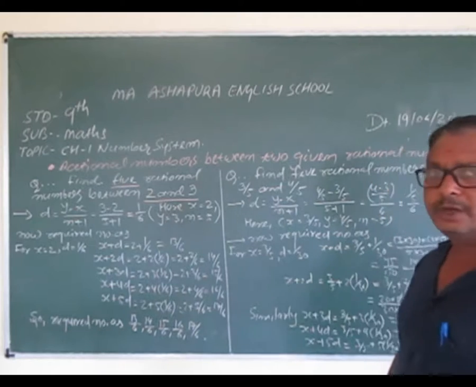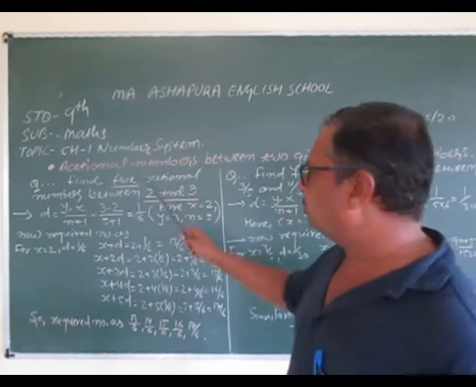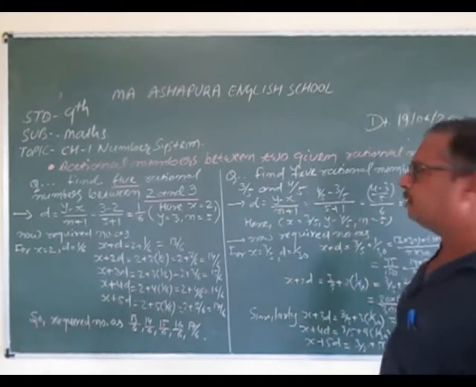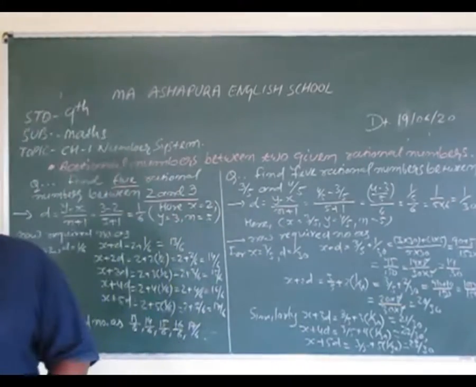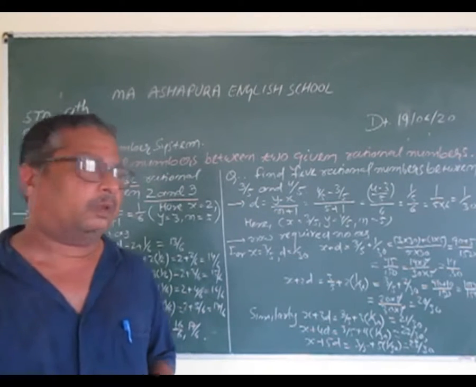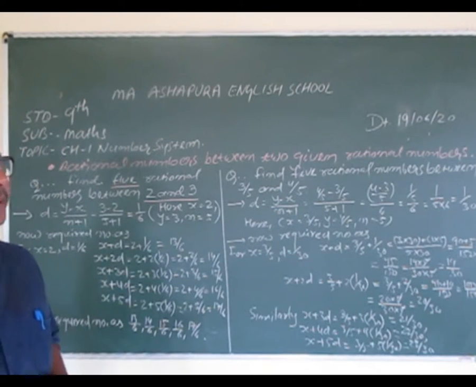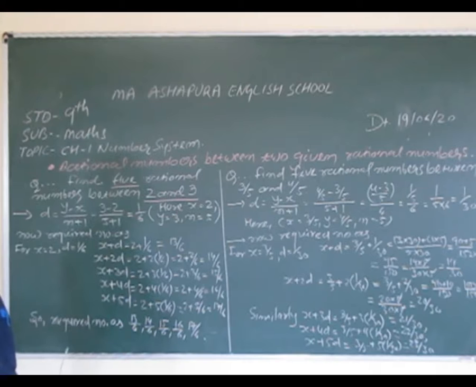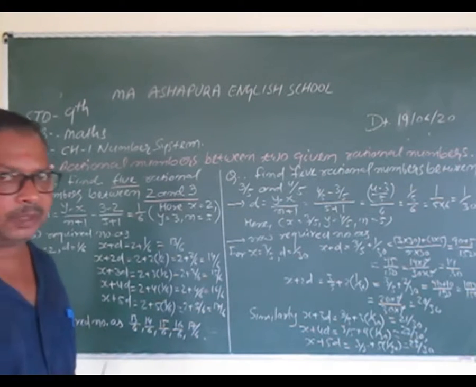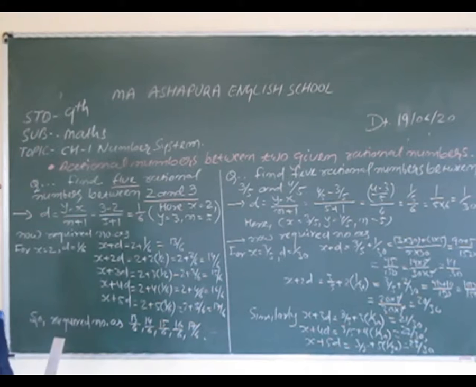Today we are going to continue our second topic, rational numbers between the two given rational numbers. Here in this point we are required to find some rational numbers between two given rational numbers. Today we will discuss two examples of different types and find 5 rational numbers between them. So first of all, question number 1. Now let's see on the board question number 1. Find the 5 rational numbers between 2 and 3.